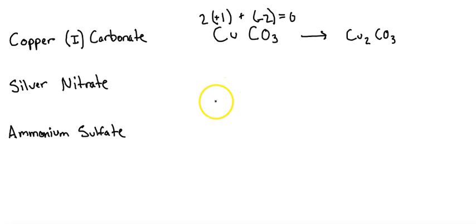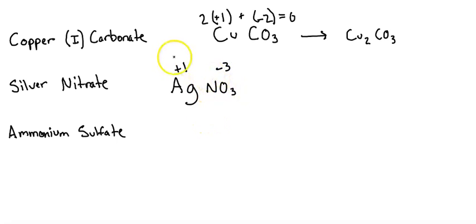For our next example, we have silver nitrate. We look at our periodic table. Silver is Ag, and nitrate on our polyatomic ion chart is NO3. So from our bing, bing, bing, we know that silver is a +1 charge. And looking at our polyatomic ion chart, we know that NO3 has a -3 charge.